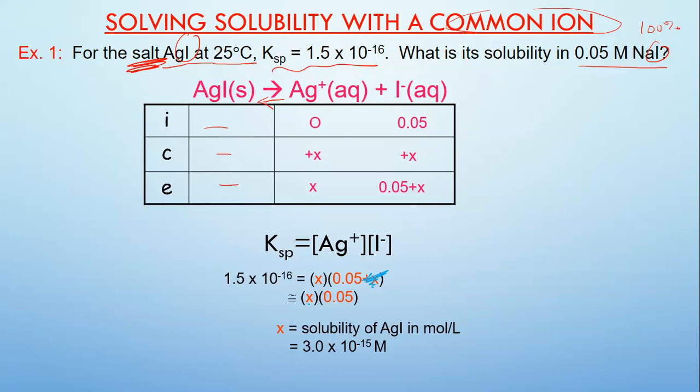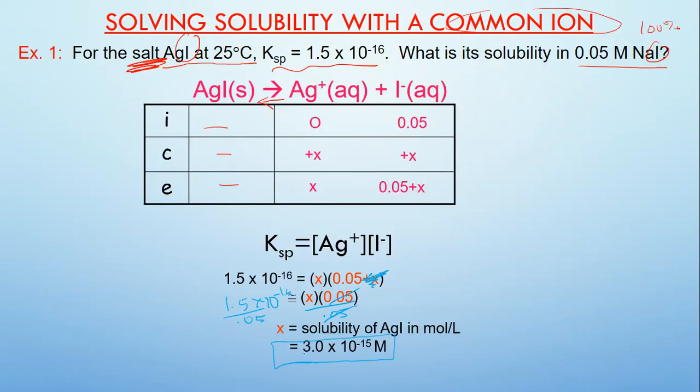Utilizing the 5% rule, simplifying our problem, you have 1.5 times 10 to the negative 16 is approximately equal to x times 0.05. Divide both sides by 0.05. Let me write that in. 1.5 times 10 to the negative 16, we're going to divide by 0.05. I didn't show that here when I typed it out. That gets rid of it over here. Isolates your x. So x is 3.0 times 10 to the negative 15 molar.